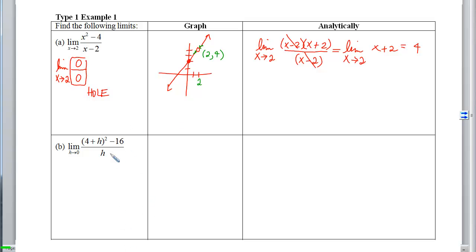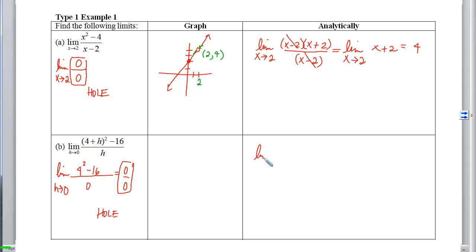So let's look at part B. Again, remember your first line of defense is to try to plug that in and do a substitution method. Just do that direct substitution. If I plug in 0, I'll get 4 squared minus 16 over 0, which simplifies to 0 over 0. Anytime I get that 0 over 0, I have a very good candidate for a hole.